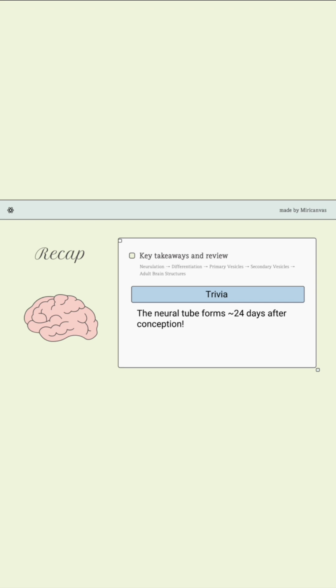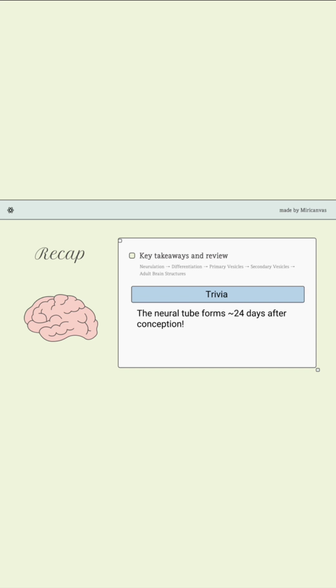Let's now quickly recap the journey. First, neurulation forms the neural tube, followed by differentiation, then primary vessels, then secondary vessels, and last but not least, the adult brain regions. Here's a cool fun fact. The neural tube forms just about 24 days after conception, often before a person even knows they're pregnant.